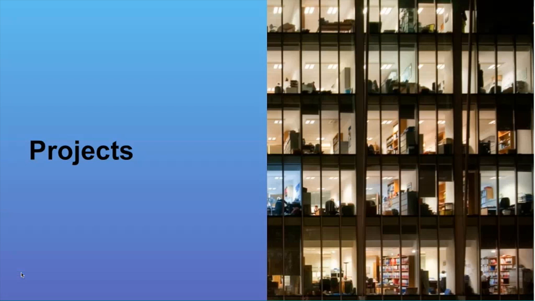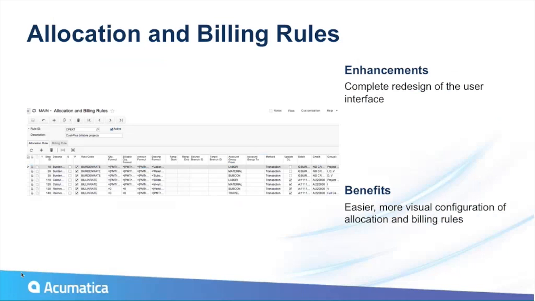Now to projects. As anyone who works with this screen knows, we introduced project accounting in version 3 of Acumatica. And the way to configure allocation and billing rules is a little bit cumbersome, in my opinion, right now. We have this screen that contains one very large grid with 24 columns, which is really not user-friendly.